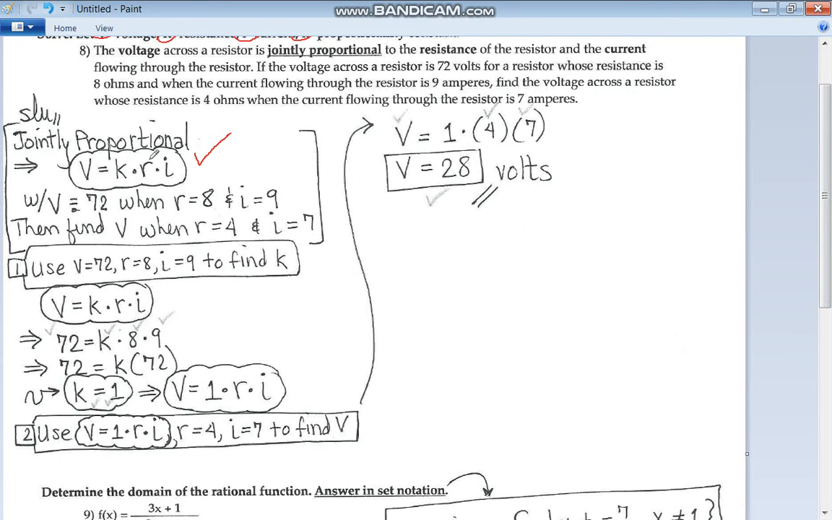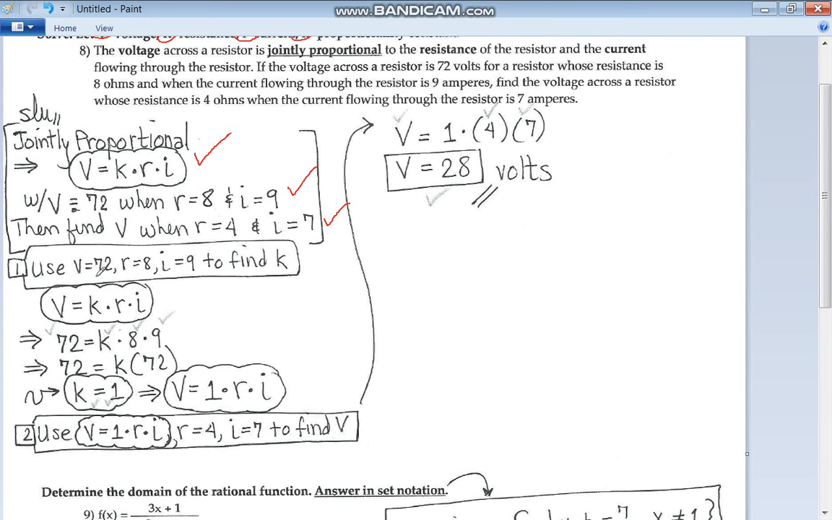They told us joint proportionality. So they said V equals K times R times I, with V is equal to 72 when R is equal to 8 and I is equal to 9. Those are our initial conditions. Then it says find the V, the voltage, when R is equal to 4 and I is equal to 7. See, when you write it that way, it's not so bad.